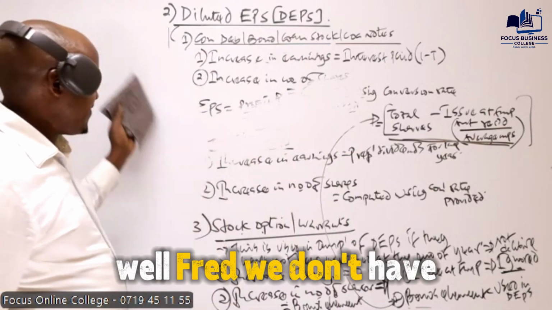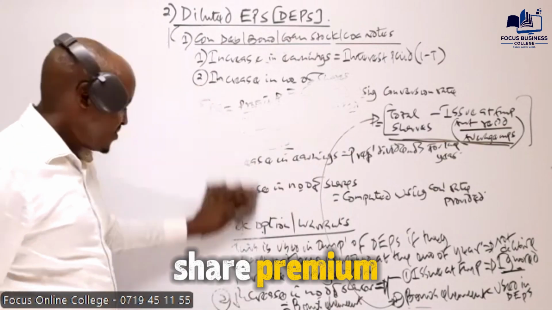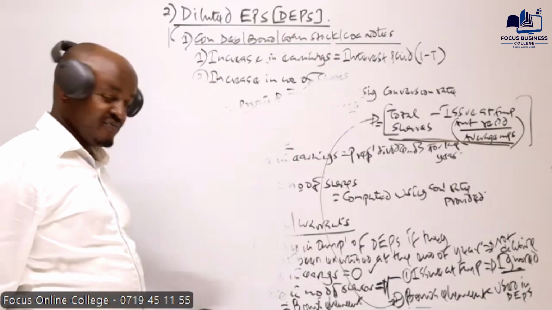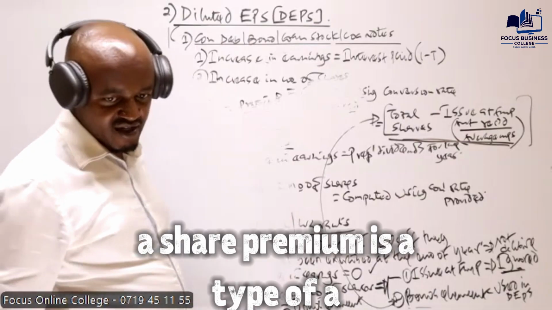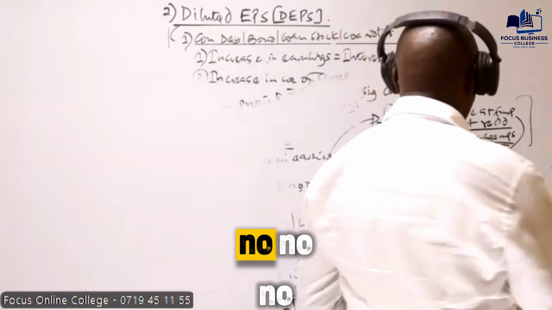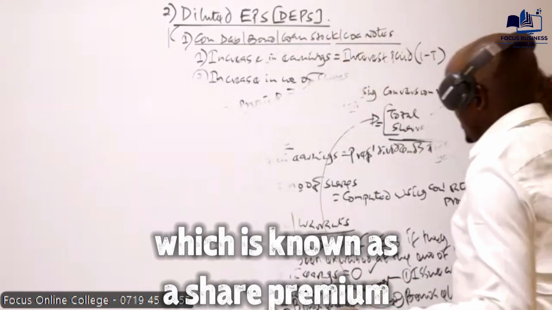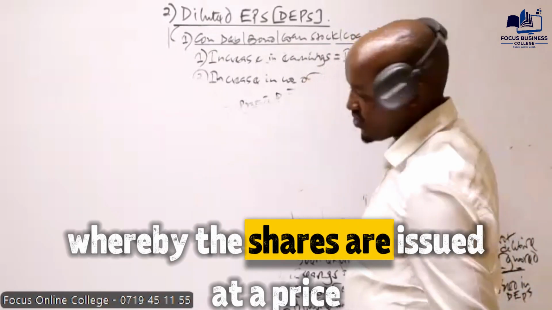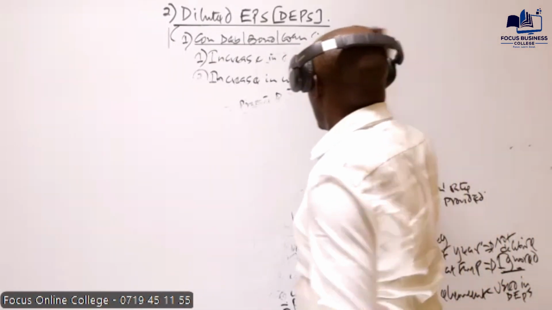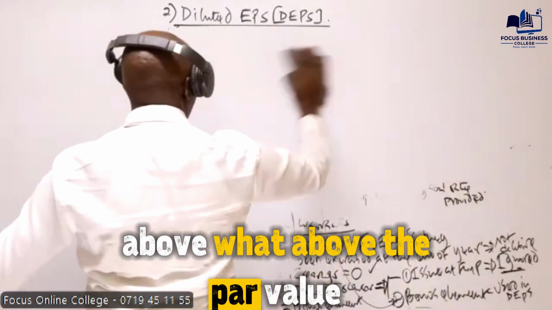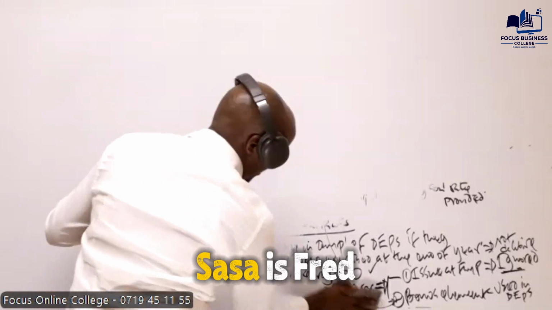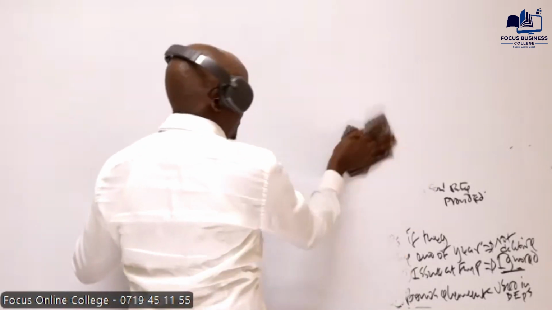Well, Fred, we don't have shares which are known as share premium. Share premium is not a type of share. Share premium basically is whereby the shares are issued at a price above the par value, but we don't have a share known as a share premium. Yes, Fred.